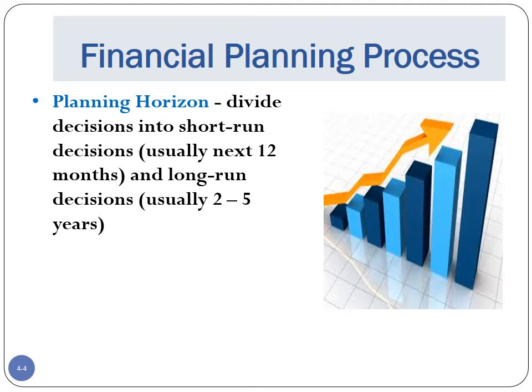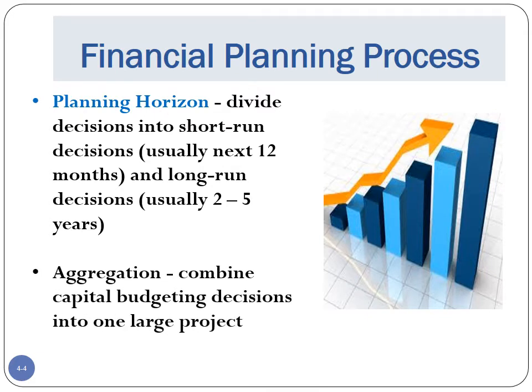The planning horizon is divided into two parts: short-run decisions and long-run decisions. And the short-run decisions are usually for the next year, for the next reporting period, and long-run decisions are usually 2 to 5 years, or sometimes even longer. When you aggregate your decisions, you combine your capital budgeting decisions into one large project. This is very common in many organizations.